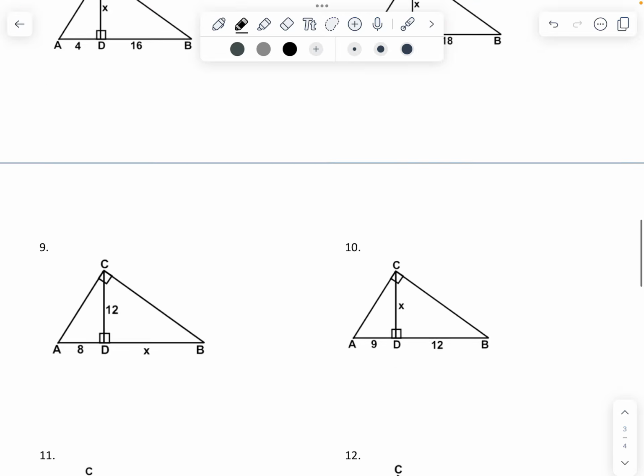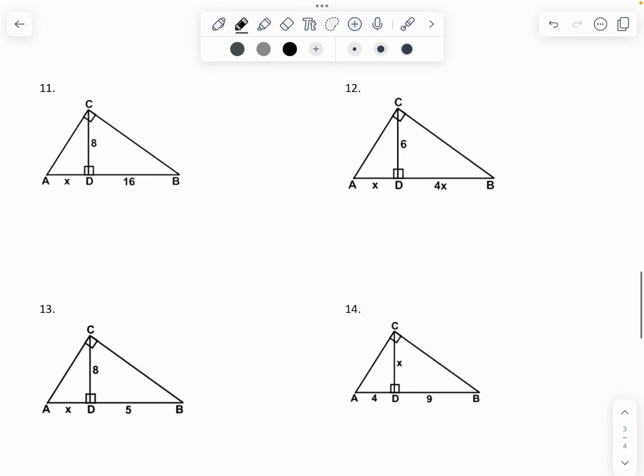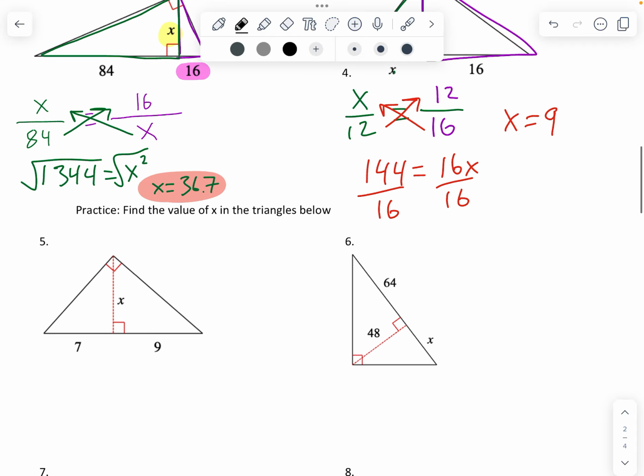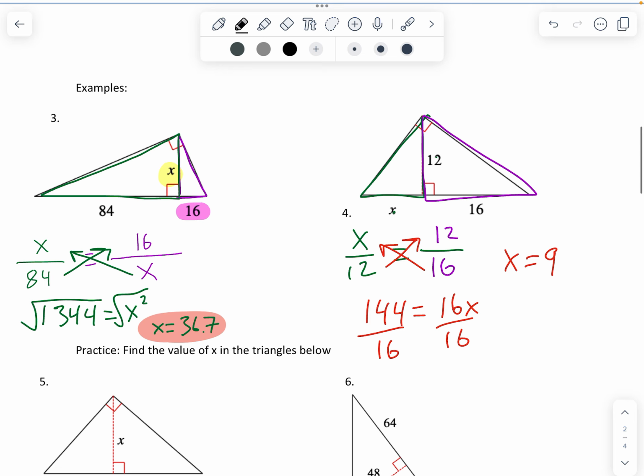So you guys have 10 problems that I want you to try. You're basically just doing the same thing as what we did up here, okay?